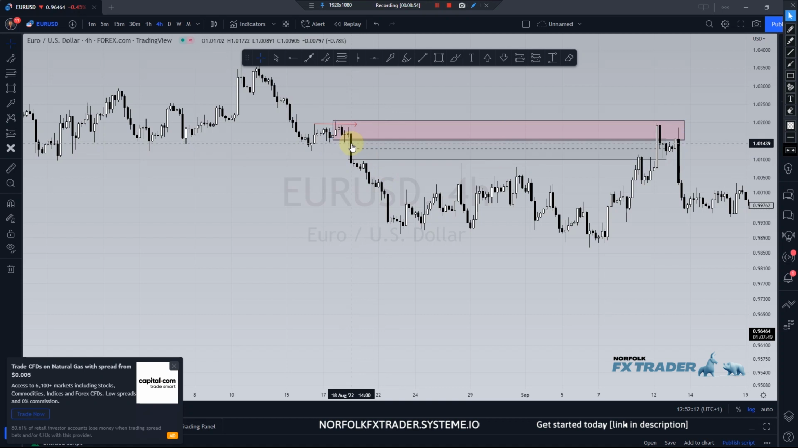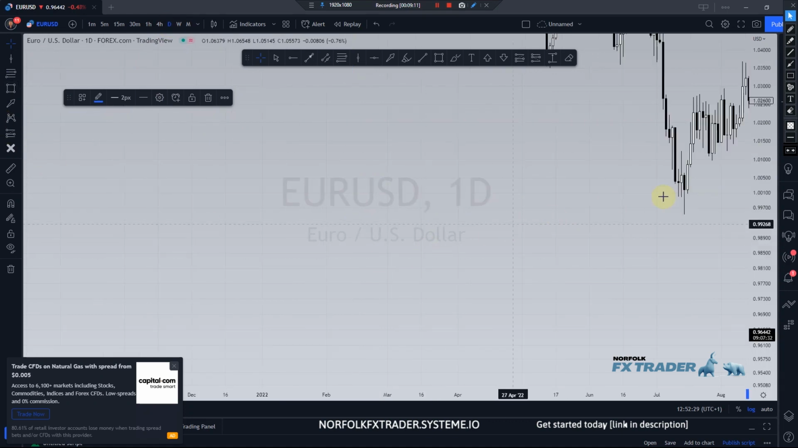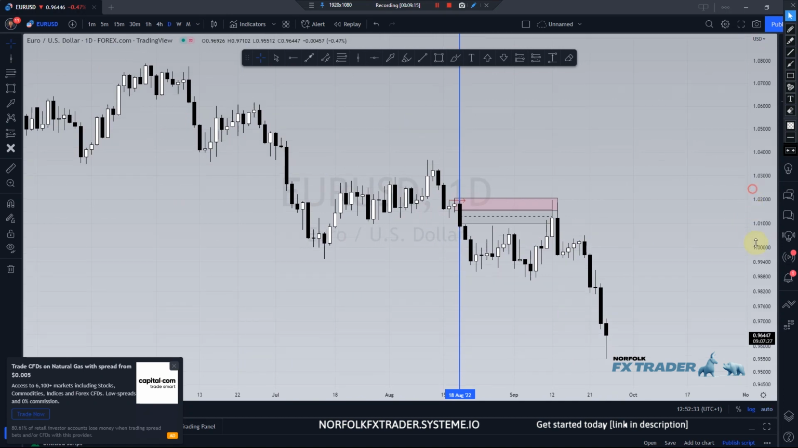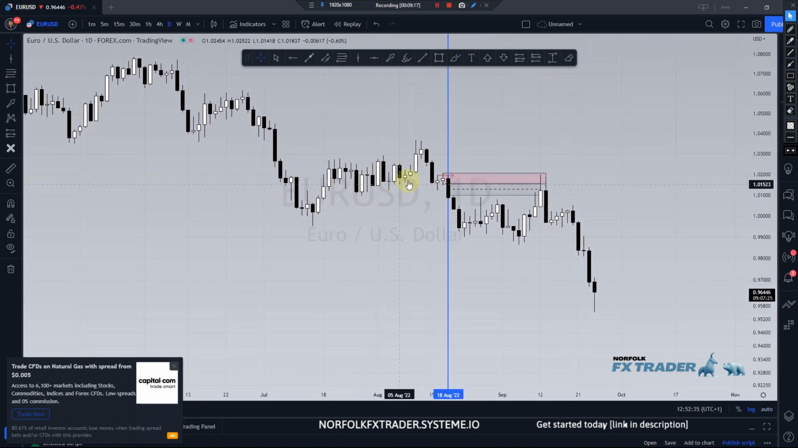So that is step number 2. We now have the imbalance in the market. So step number 3, we mark off this area here. We now need to see an area of supply nested inside the daily area of supply. So let's go to the daily time frame, and let's look at the daily area. What do we have? We have what we call a drop-base-drop area of supply.